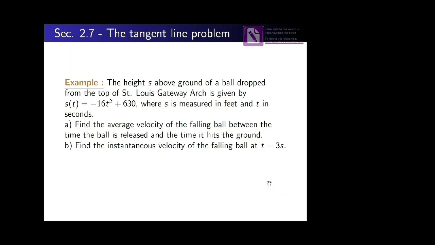And let us see this example, which is: the height S above ground of a ball dropped from the top of St. Louis Gateway Arch is given by S(t) equal to minus 16t squared plus 630, where S is measured in feet and t in seconds. A. Find the average velocity of the falling ball between the time the ball is released and the time it hits the ground. B. Find the instantaneous velocity of the falling ball at t equal to 3 seconds.